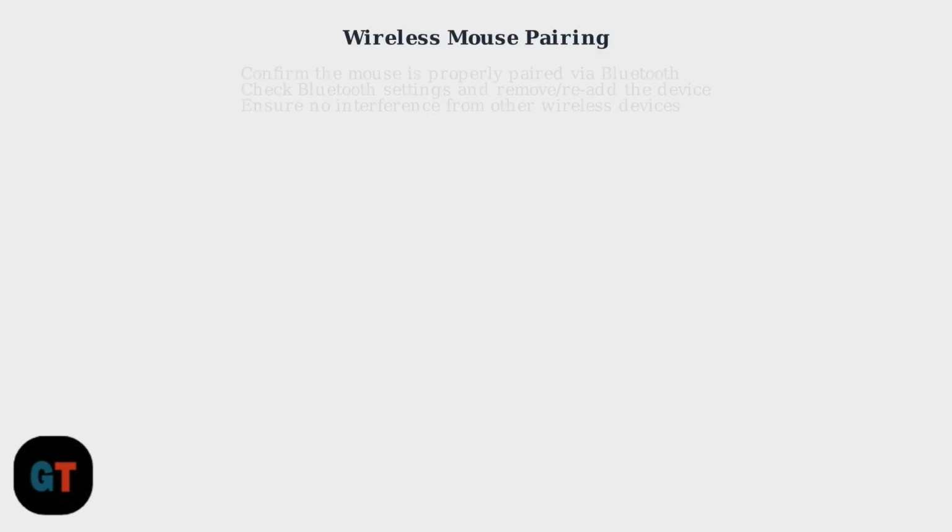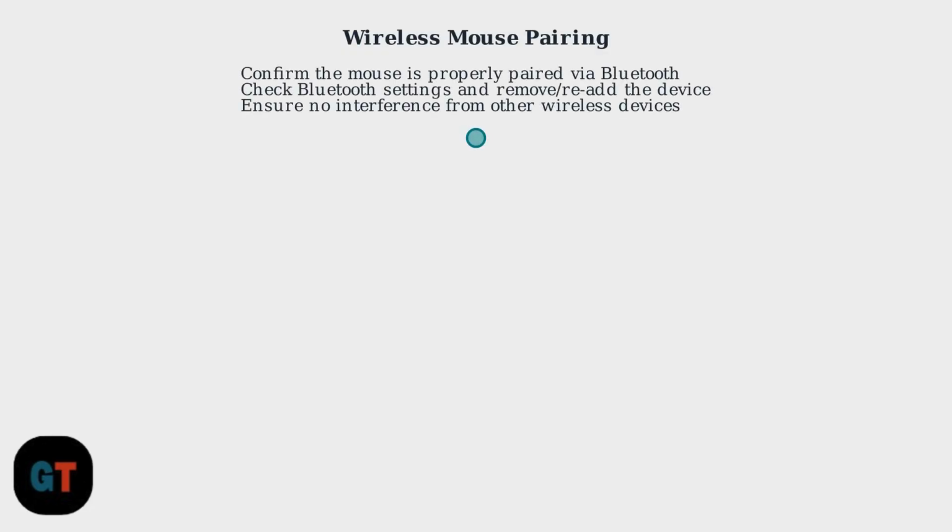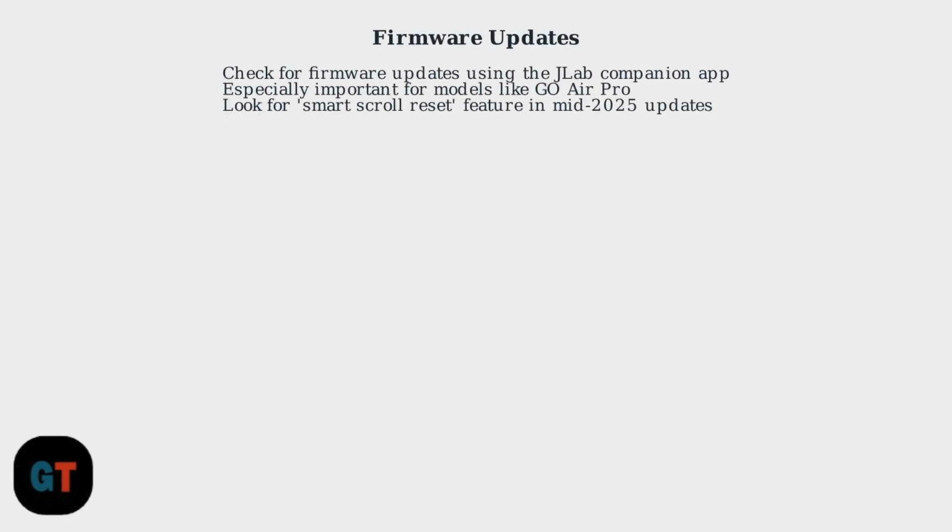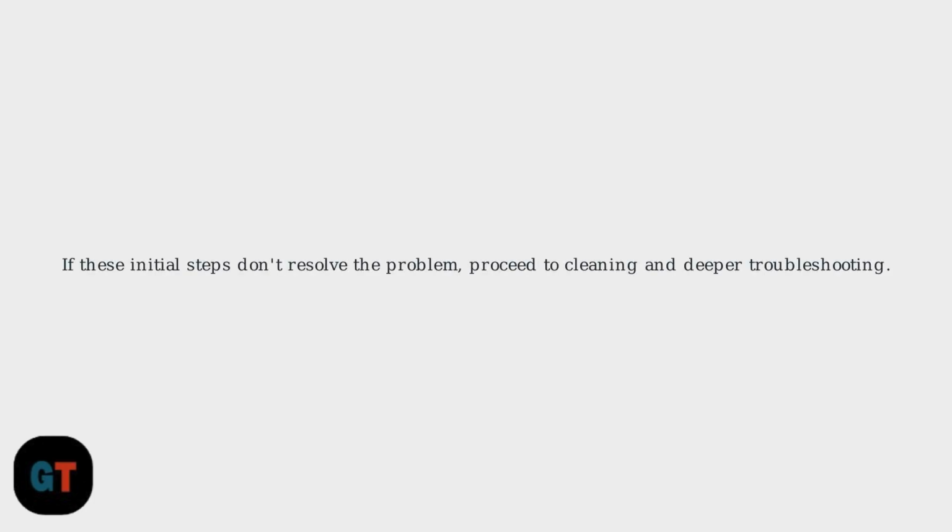For wireless JLab mice, confirm the mouse is properly paired via Bluetooth. Check your system's Bluetooth settings and try removing and re-adding the device if connection issues persist. If using the JLab Companion app, check for any available firmware updates, especially for models like the JLab Go Air Pro, released in 2024, which received a Smart Scroll Reset feature in mid-2025. If these initial steps don't resolve the problem, proceed to cleaning and deeper troubleshooting.